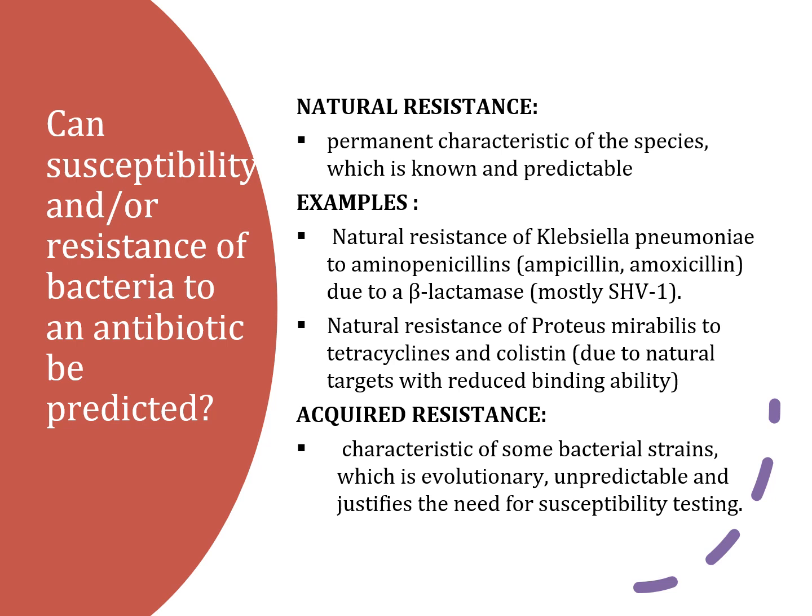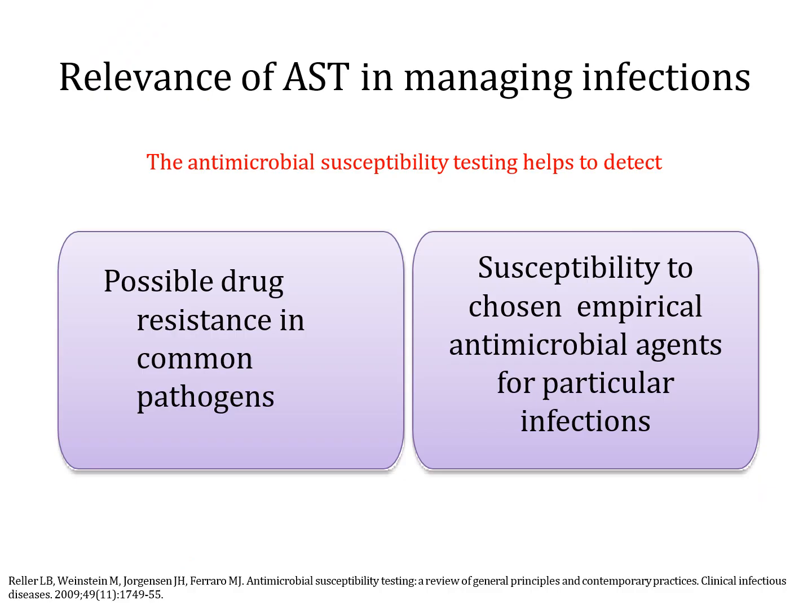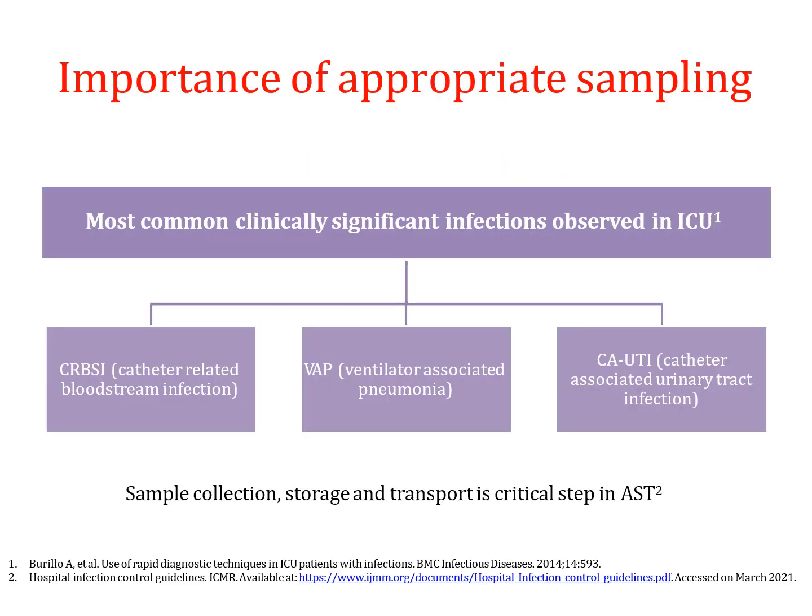Then we have acquired resistance, which are characteristics of some bacterial strains, which is evolutionary, unpredictable, and justifies the need for susceptibility testing. Then what is the relevance of susceptibility testing in managing infections? Susceptibility testing helps us to detect possible drug resistance in common pathogens, susceptible to common antimicrobial agents for particular infections. Most common clinically significant infections observed in ICU are catheter-related bloodstream infections, ventilator-associated pneumonia, and urinary tract infection.